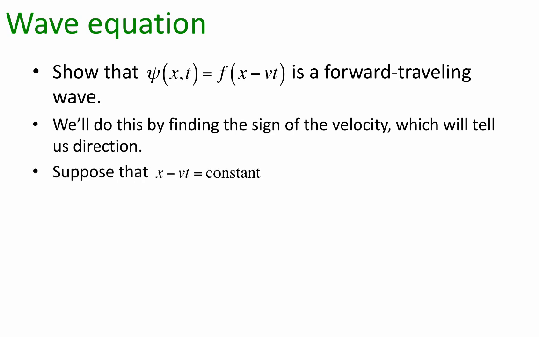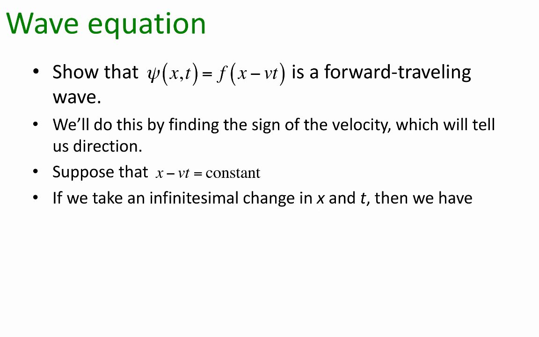Okay, here we go. Suppose that x minus vt is constant. In other words, the whole quantity x minus vt is constant phase. If we take a little change in x and a little change in t, then we'd have dx minus v dt is 0, because if x minus vt is constant, then a little change dx minus a little change in time is going to give us 0, because the derivative of a constant is 0.